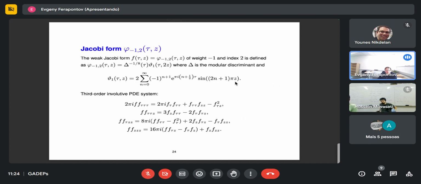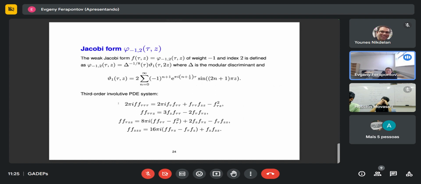This is Jacobi theta function. So this function f satisfies this differential system: 4 differential equations. Look, all third order derivatives of f are expressed in terms of low order derivatives. For instance, f tau tau tau, the third order derivative in tau, is expressed in terms of second order derivatives, f tau tau z in terms of second order derivatives, and so on.